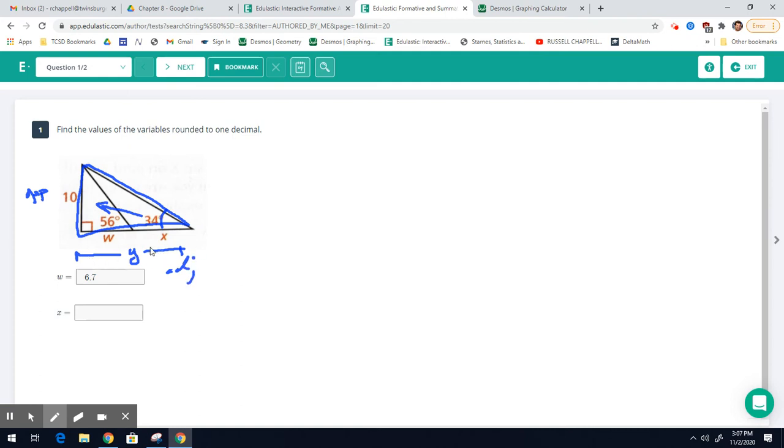Now, the reason I use Y is because X is not the full length of this side. X combined with W makes this long side. So let's just make up a mystery variable Y. Let's find Y now. Again, adjacent, opposite, that's TOA, tangent. Tangent of 34 degrees equals the opposite side 10 over the adjacent, which is our mystery variable Y. Do the old switcheroo. Y equals 10 divided by the tangent of 34 degrees.